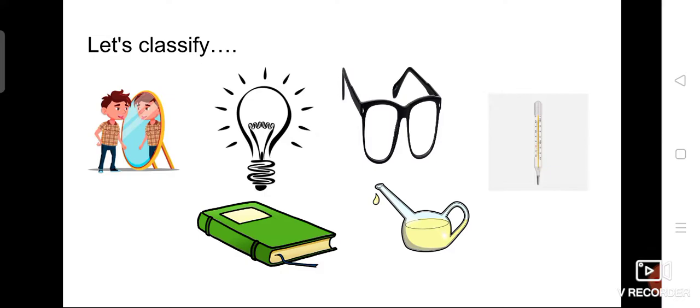Are you all clear? Now look at the bulb. Now say whether it is transparent or translucent or opaque. Can you guess? It is transparent. Why?